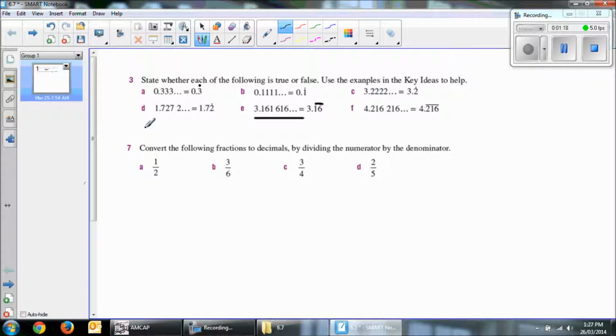Okay. Question 7 is an important skill. Convert the following fractions to decimals by dividing the numerator by the denominator. A fail-safe way of converting a fraction to a decimal is to do exactly what it is saying here. Divide the numerator by the denominator.